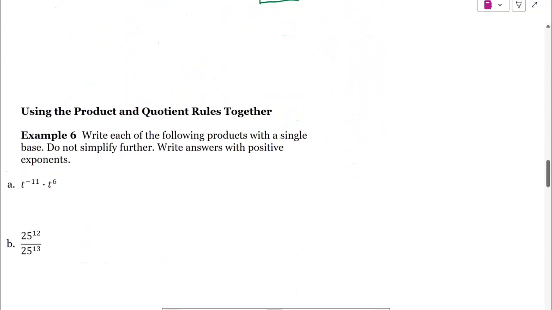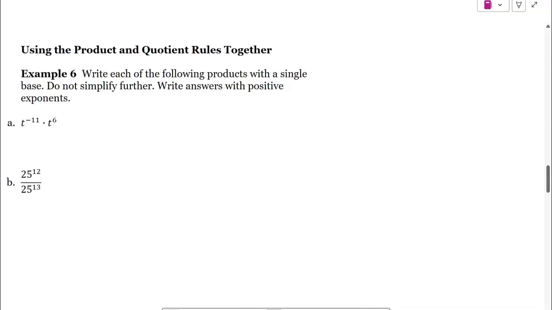For example 6, we're now going to combine the product and the quotient rule that we've been looking at. Write each of the following products with a single base. Do not simplify further. Write answers with positive exponents.